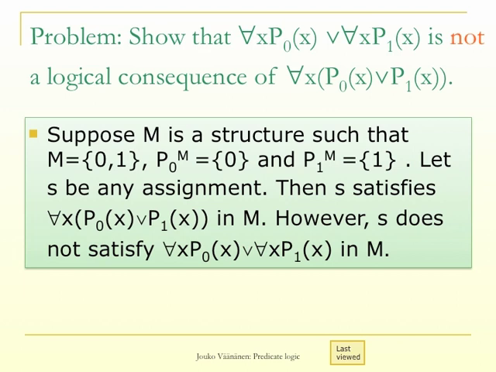Then s satisfies ∀x(P0x or P1x) in M, because whatever value we take for x, it's either 0 or 1, so it either satisfies P0 or it satisfies P1. However, s does not satisfy ∀x P0x or ∀x P1x in M, because whichever disjunct we take, there is one element in the model which doesn't satisfy the atomic formula.